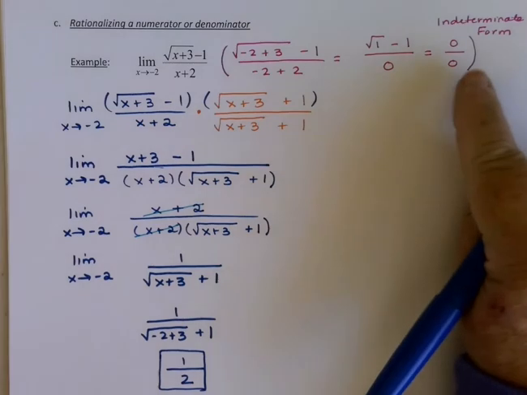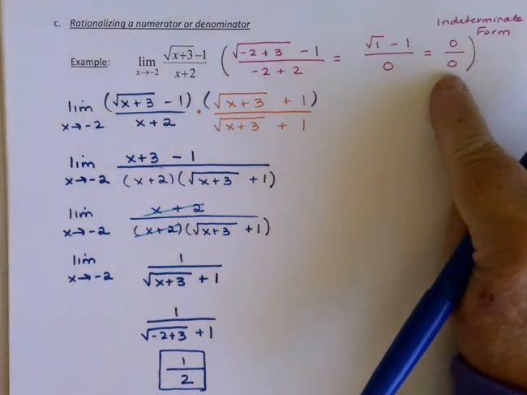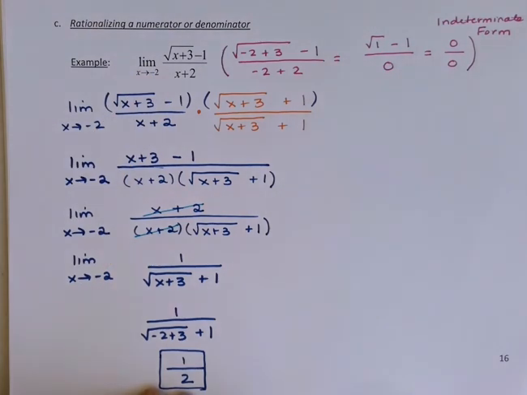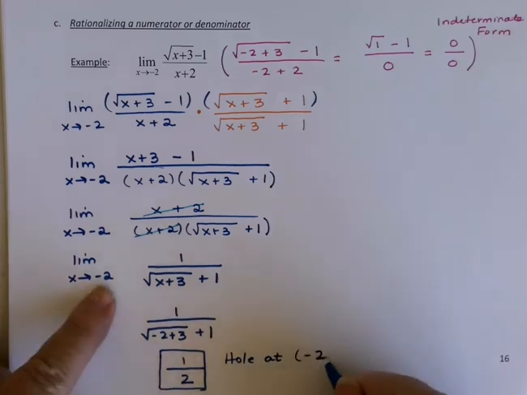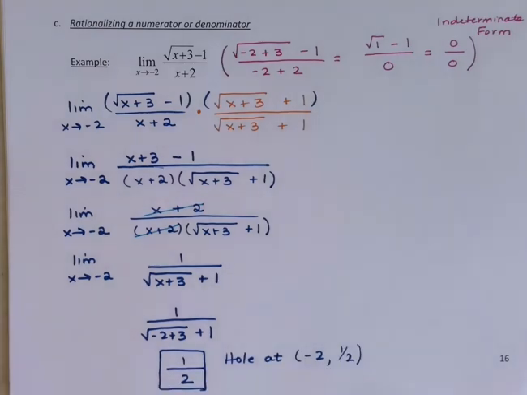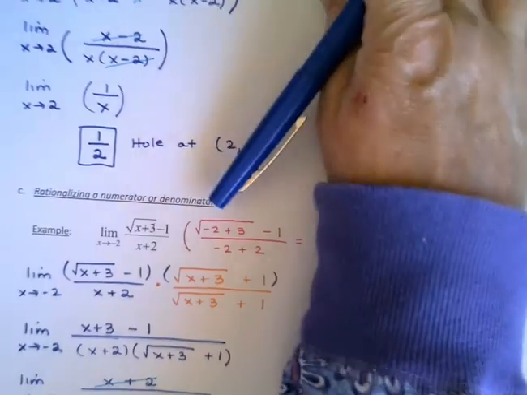Once again, the original function was undefined. We got an indeterminate form when we tried to plug the -2 in originally. So there is no y value. But we do approach this y value in the limit. So this is a hole in the graph. At the point where x is -2, we approach a y value of 1/2. We'll finish this in the last video, one more video for this section.